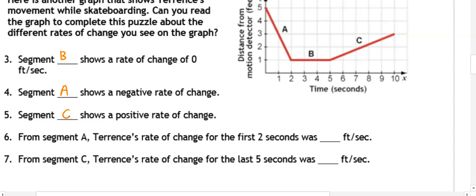Then for segment A, we want to find our rate of change. So how much did we go down and over? So we went down 4 over 2. So negative 4 over 2 would simplify to negative 2 feet per second. In C, we went up and over. So we went up 2 grid lines and we went over 5. So our slope here would be 2/5.